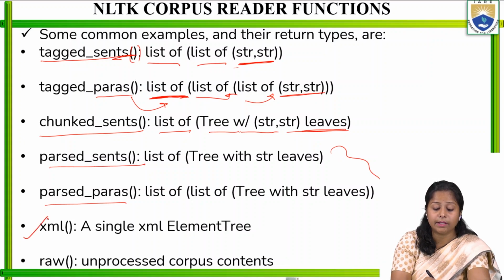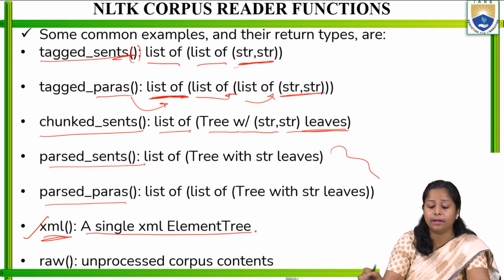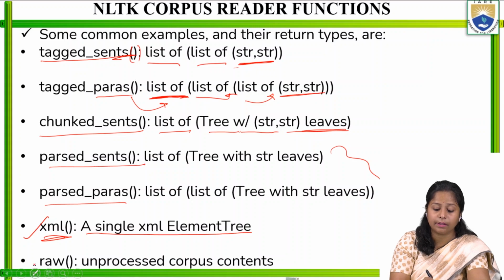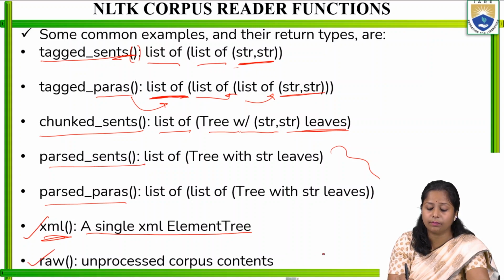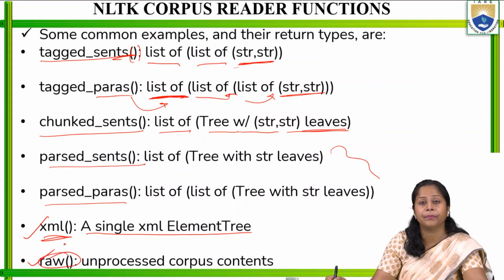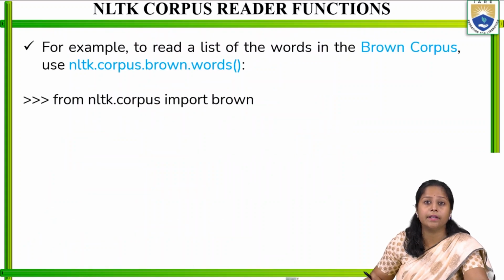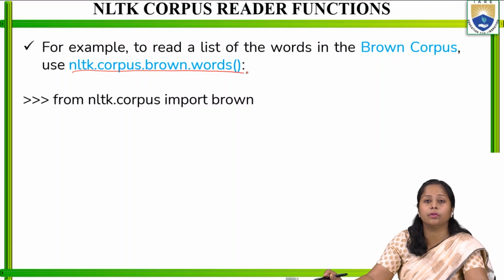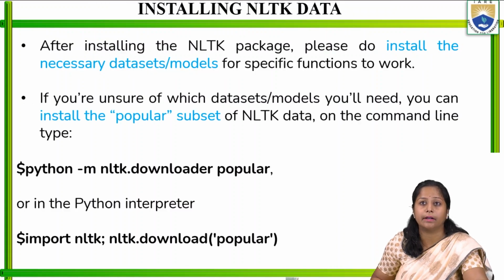Then I can use the xml function, which gives a single XML element tree; it makes an XML tree out of this when we use the NLTK corpus reader. Next, the raw function gives the unprocessed corpus element. We have used this in some examples earlier. So those were the NLTK corpus reader functions. If I need to read the Brown corpus, I will write nltk.corpus.brown.words, which gives us all the related functionality.